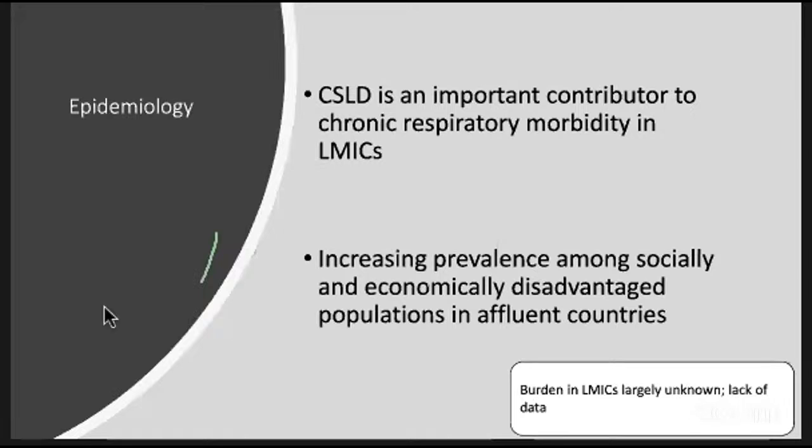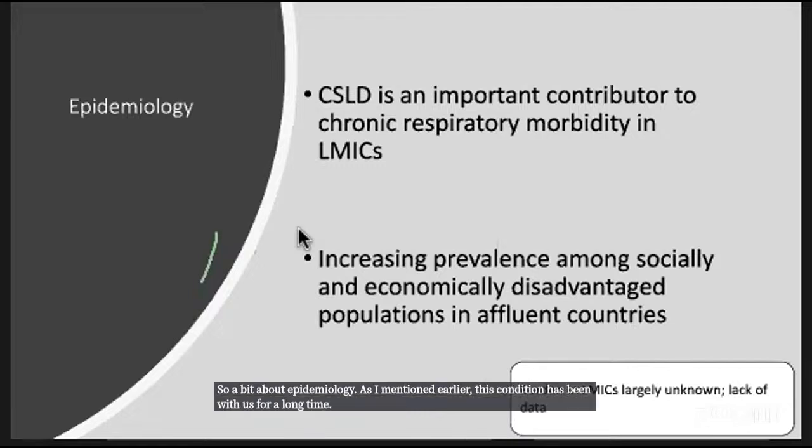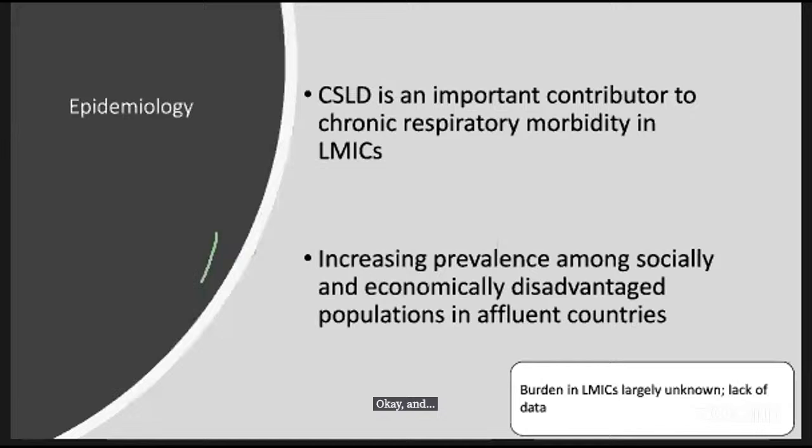So a bit about epidemiology. As I mentioned earlier, this condition has been with us for a long time. Okay, and I think the discovery of antibiotics came in 1920 something. So before this period, people had this condition, but antibiotics were not available. So when antibiotics came in, it sort of improved the outlook of the condition, and it became like a forgotten disease. So most papers will describe bronchiectasis and chronic suppurative lung disease as a neglected disease, because it makes sense that once antibiotics have come, the disease should improve. But you can all see that that's not the case.